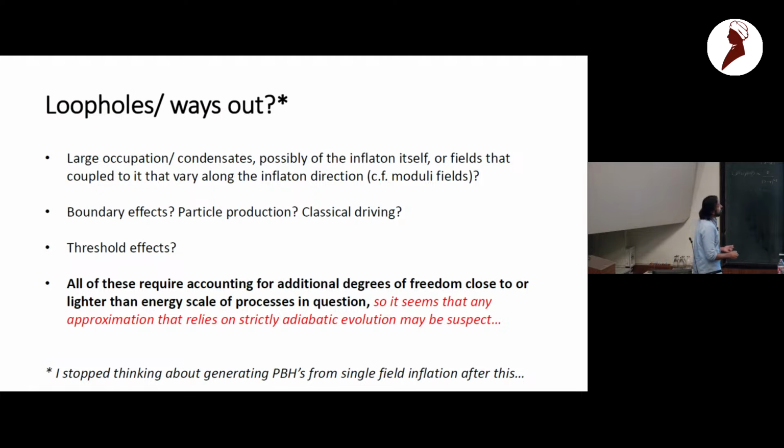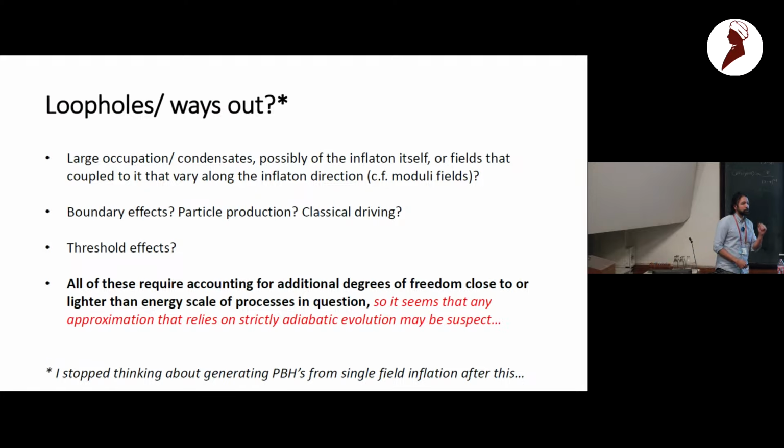Boundary effects do actually make this change. Jean-Alexandre at King's College has been working on this quite a lot. Particle producing classical driving, threshold phases, there's all sorts of things, but all of them require accounting for additional degrees of freedom close to or lighter than the energy scale in the process, i.e. there's something else changing at the scale at which you're interested in. So if there's anything that strictly relies on an adiabatic evolution, you have to maybe account for the possibility of additional things pinging around.